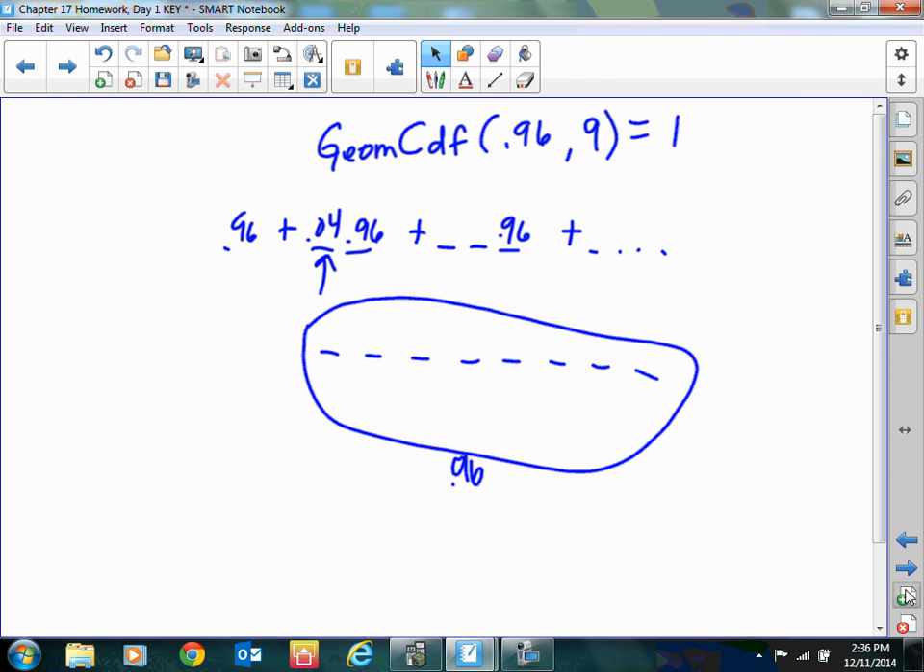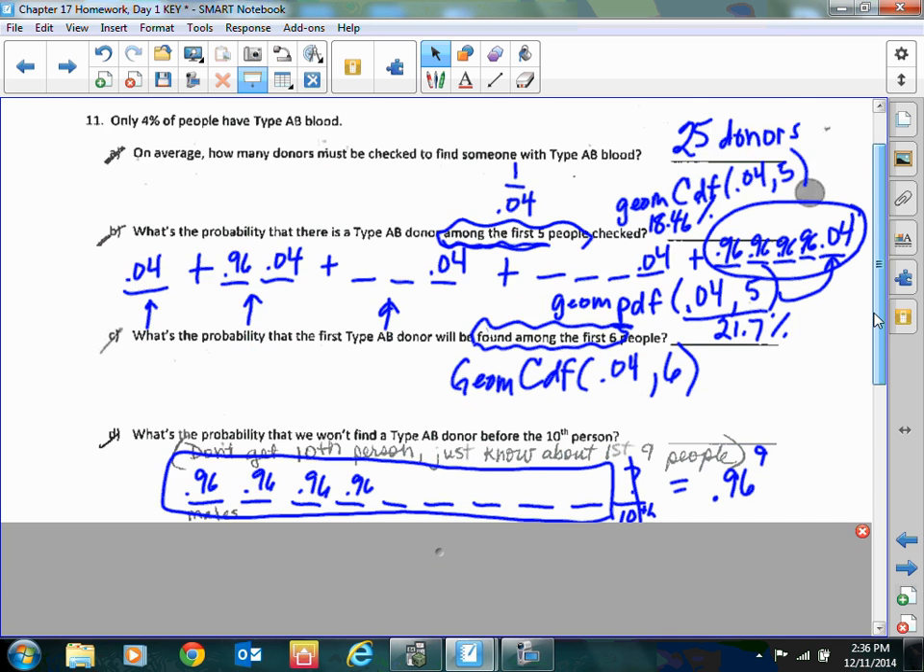Okay. All right. Very good. That's why the geometric CDF is not the correct function for this. Okay. All right. Let's move on.